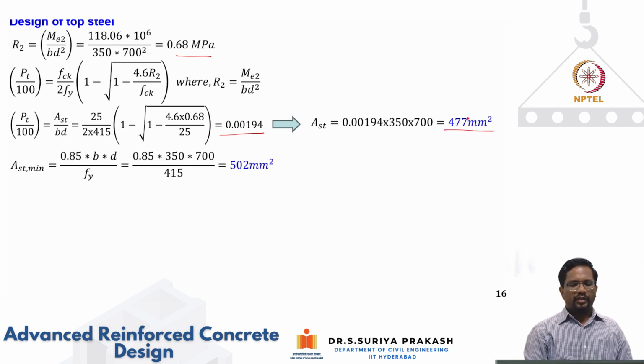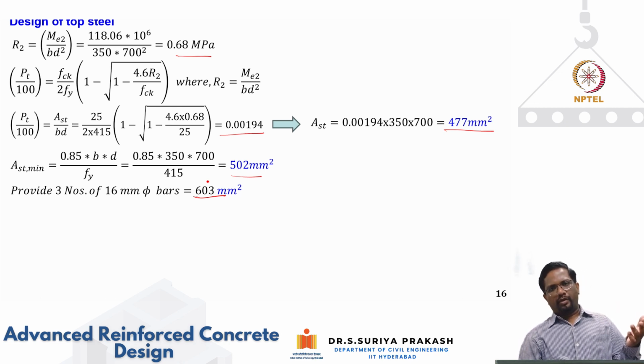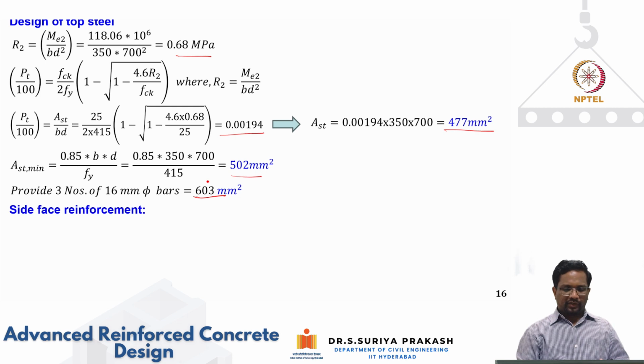So again, we have to check for the minimum amount of tension steel, and that works out to be 500. So anyway, we can go ahead and put 3 bars of 16 mm. That works out to be 603 mm square. So now we have calculated the top longitudinal steel and the bottom longitudinal steel.